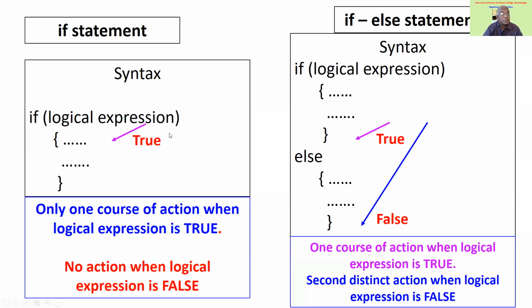What it means is, if the logical expression is false, then we don't have to care about it. We have to take care only if the logical expression is true. In that case, our course of action is this. So in short, what is the conclusion? Only one course of action when the logical expression is true, and no action when the logical expression is false. Now see here, the if else statement.